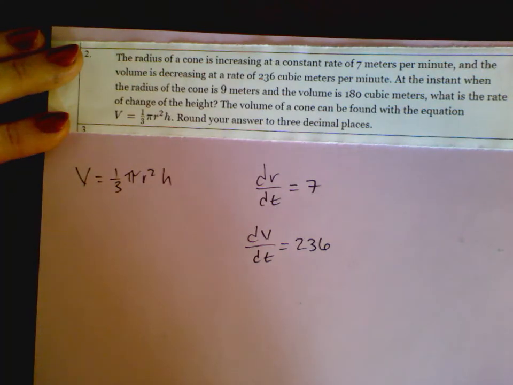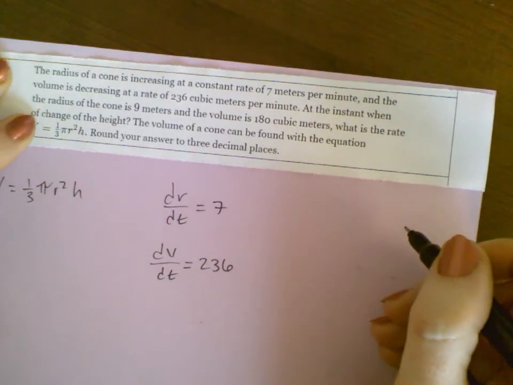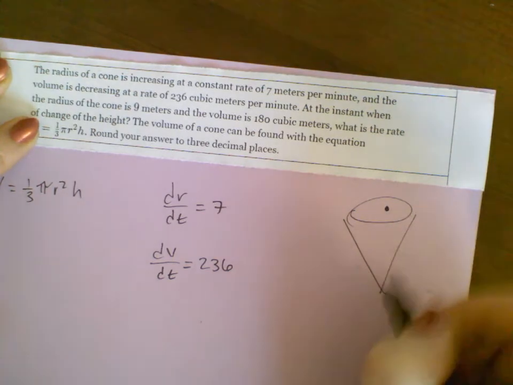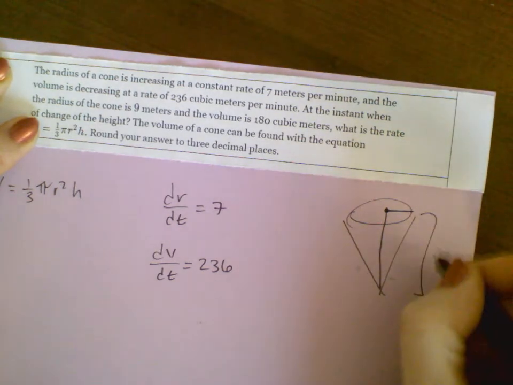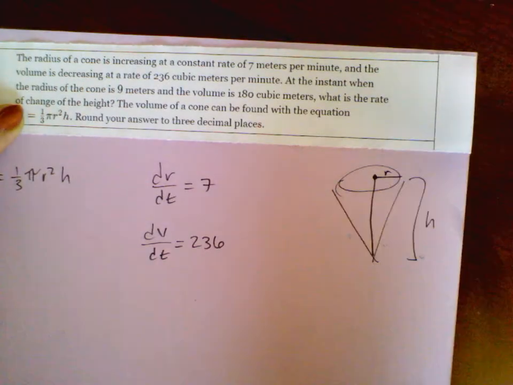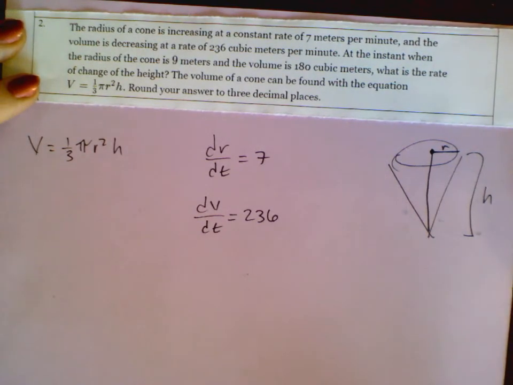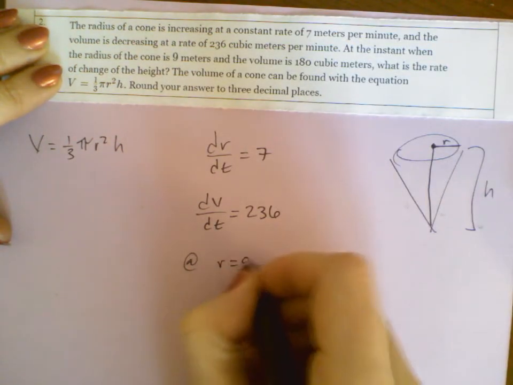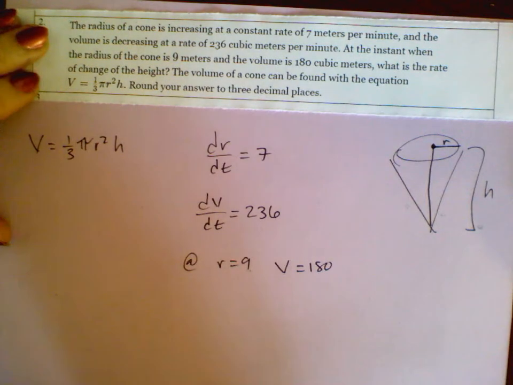At the instant when the radius of the cone is... oh, I should have drawn a cone, by the way. All right, let's draw a cone. Usually they're like upside down. So this is the height. That's the radius. Okay, at the instant when the radius of the cone is 9 meters, so at r equals 9, and the volume is 180 cubic meters, what is the rate of change of the height?